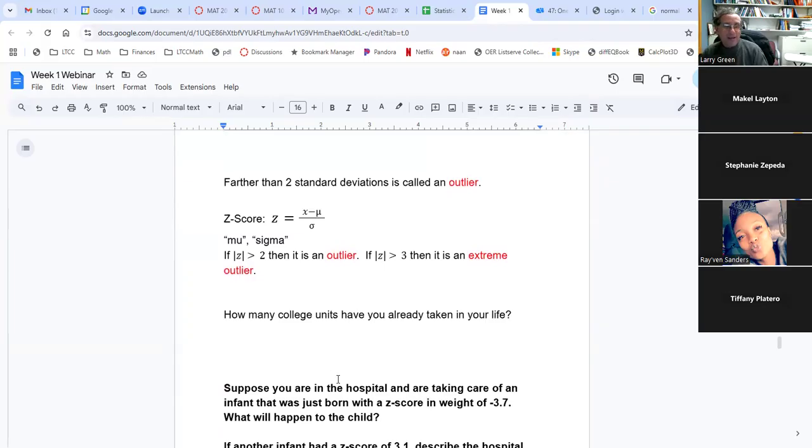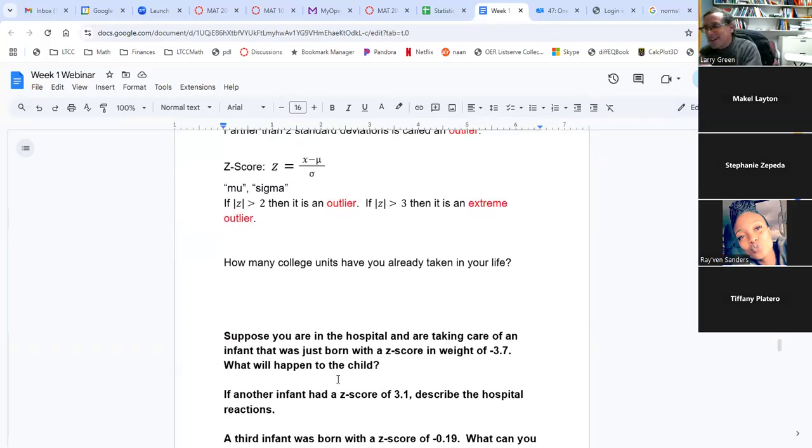All right, so I like this example. And sorry if none of you are going to go into medical, but it's kind of a fun one. Suppose that you are in the hospital and you're taking care of an infant. The infant was just born. By the way, my brother actually, that was his job for a long time. He delivered babies. That was his job. He's a doctor, by the way, and he delivers babies.